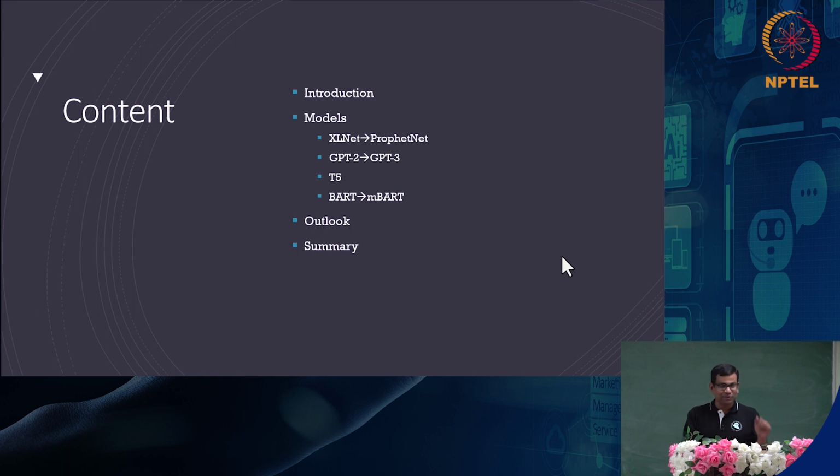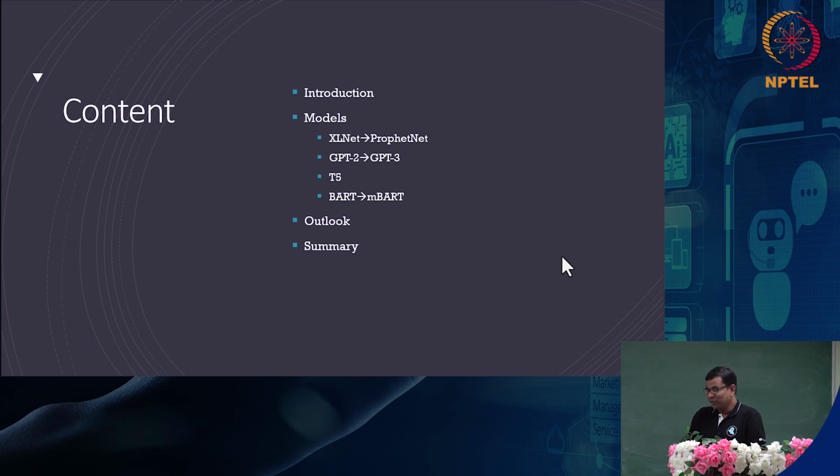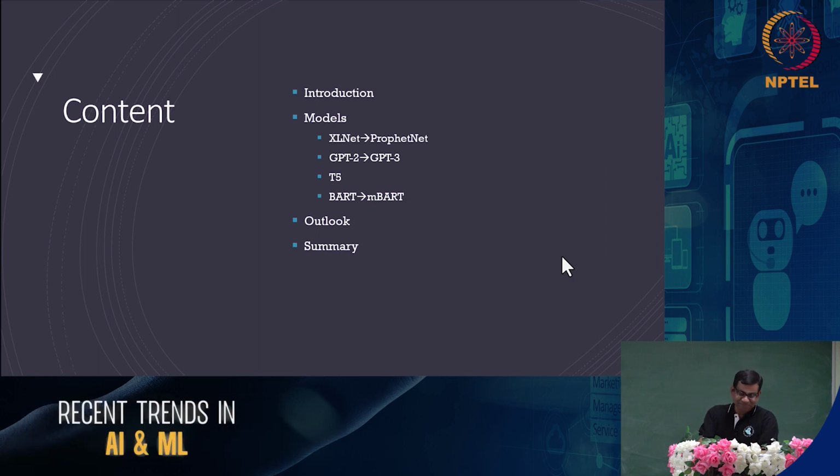I will give you a brief introduction. Then a couple of models. I do not know whether you are already familiar or have already learned some of these models in this course, like XLNet, ProphetNet, GPT-2 and 3, and then T5, BART, autoregressive transformer. But just for my understanding, I'm assuming that all of you are well familiar with the transformer. Is that correct? Okay. And then I'll give some outlook and summary.